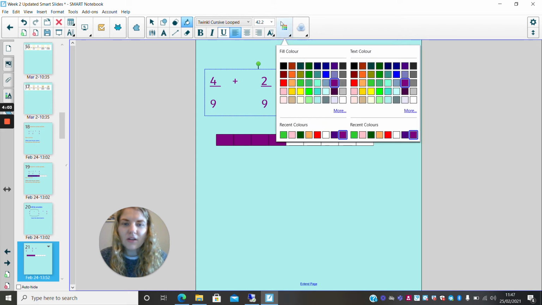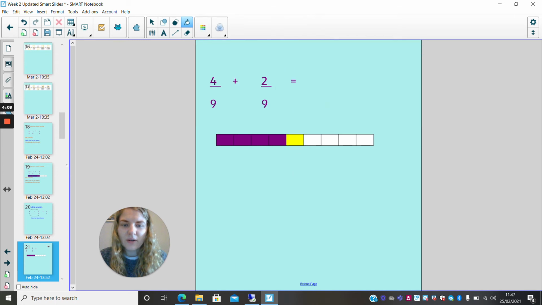Now colour in 2 9ths in a different colour. Let's go yellow. Why not? 1, 2. So this is 1, 2, 3, 4, 5, 6 9ths now. Did we get it right? We did. Well done us.